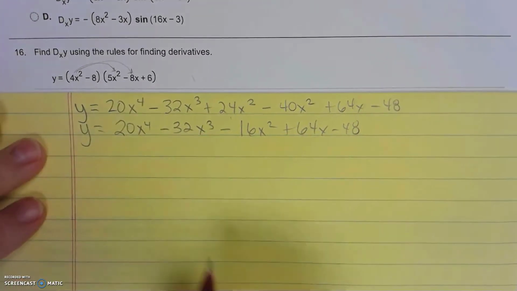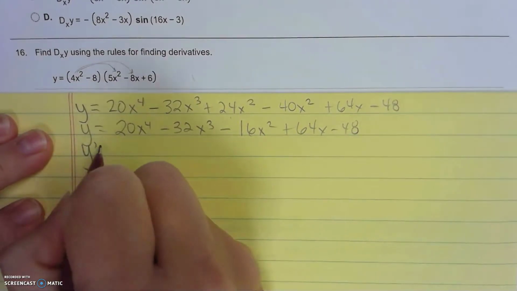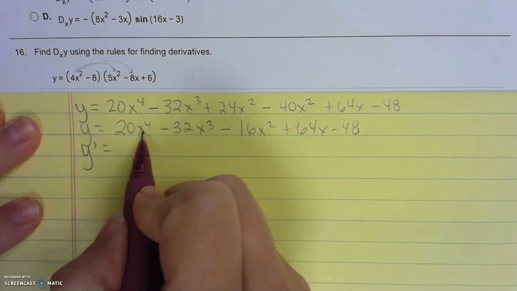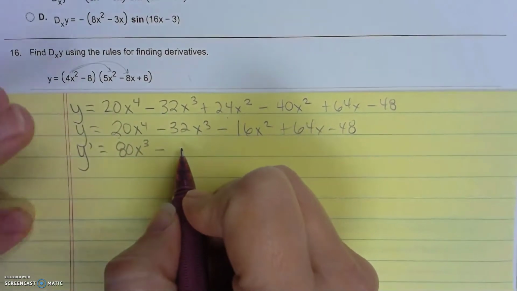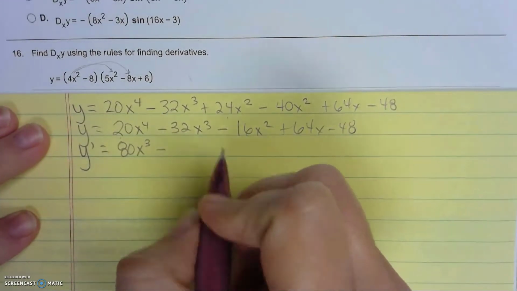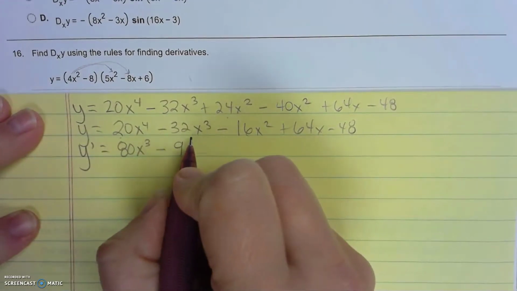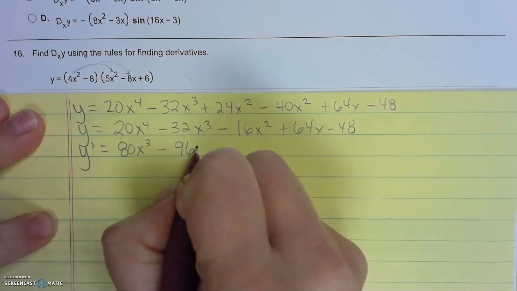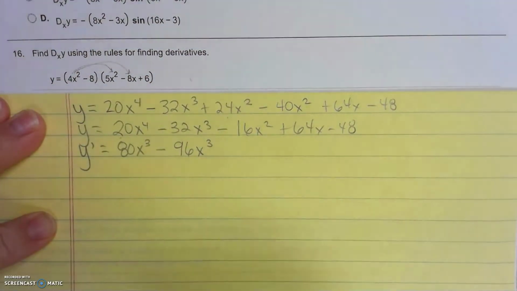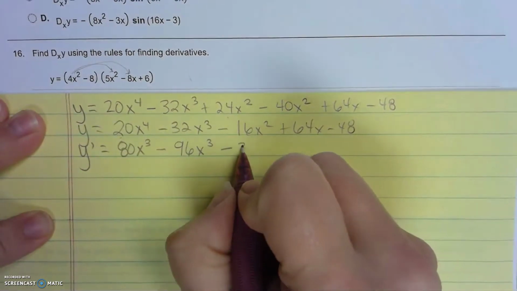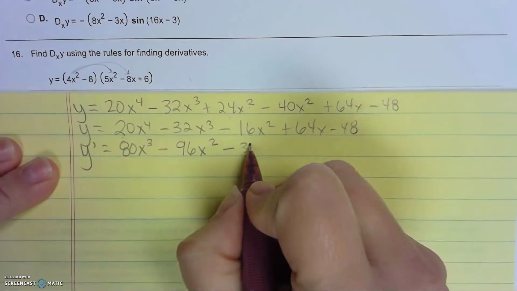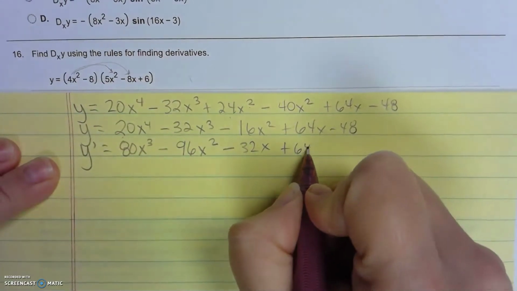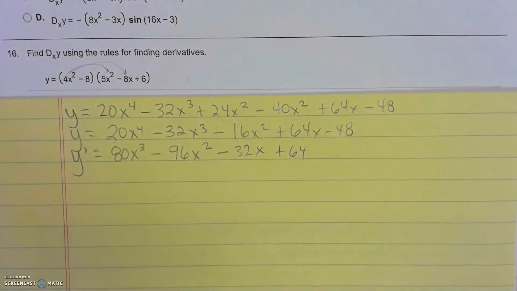So then I just take each individual term and take its derivative. 20x to the fourth would become 80x cubed. Negative 32x cubed would become negative 96x squared, and then negative 16x squared would become negative 32x, plus 64. Sorry, man, those exponents. And that's all there is to your answer.